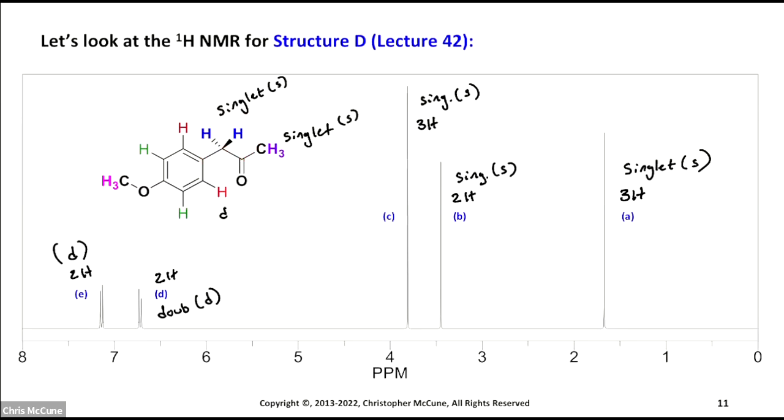Here's a doublet. So you have some symmetry in the ring here. So you can see that there's symmetry. So these 2 peaks, those 2 hydrogens are the same signal. So I'll just label one of them as a doublet integrated to 2 hydrogen. And this is a doublet integrated to 2 hydrogen. And then I have another singlet integrated to 3 hydrogen.